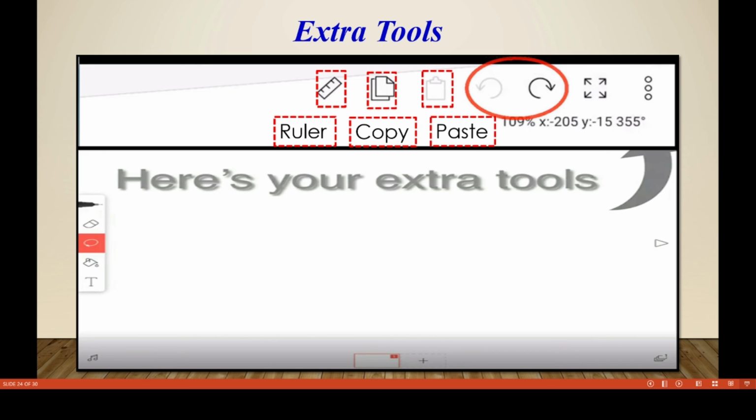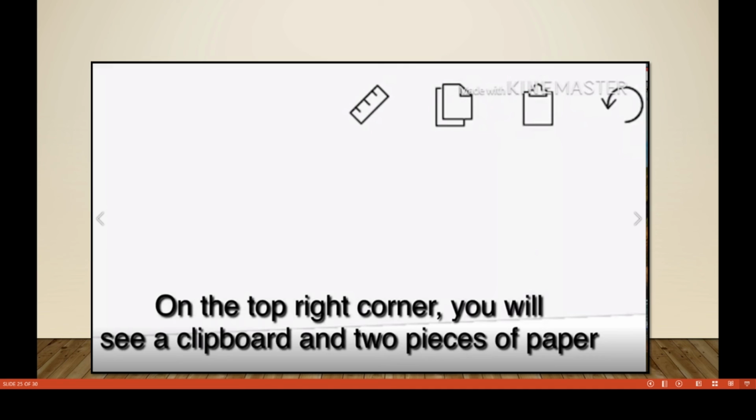So copy and paste tools are available on the top portion of your screen, and the next two remaining icons are undo and redo. So these are the basic tools which you might have known already. So if you want to go back to your previous step, you can use the undo option. If you want to go to your next step, then you can use the redo option. So these are the extra tools which are available on the top portion of your screen.